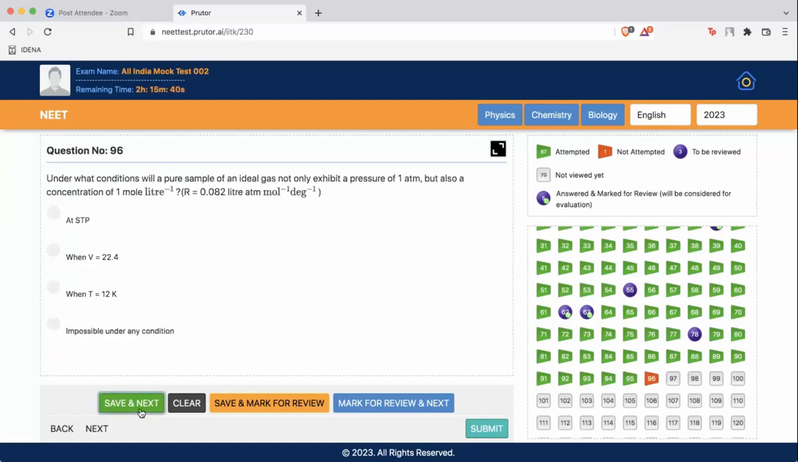Under what conditions will a pure sample of an ideal gas not only exhibit a pressure of 1 atm, but also a concentration of 1 mole per liter? Okay, so we can use the formula PV = nRT. So we want to know what conditions. Pressure here is 1 atm, volume 1 liter is equal to n, which is 1 mole, into R 0.082, into temperature T. The trick is R 0.082, you can take as 1 by 12. That's what our teacher told us. So T is equal to 12 Kelvin.